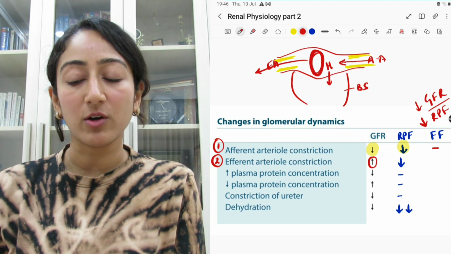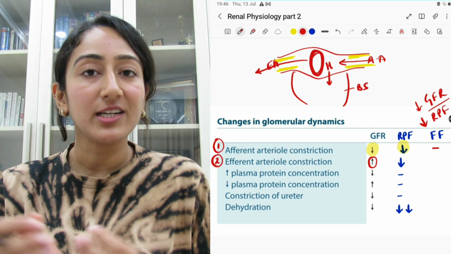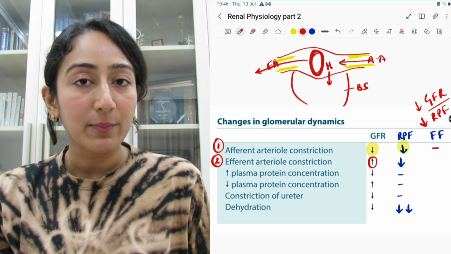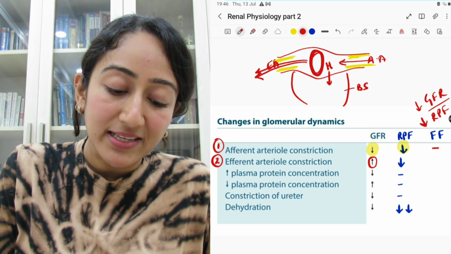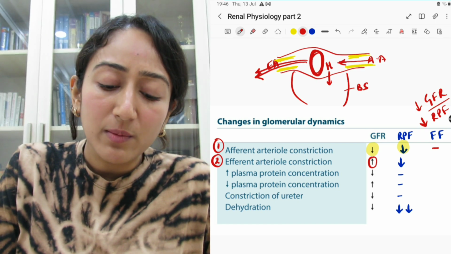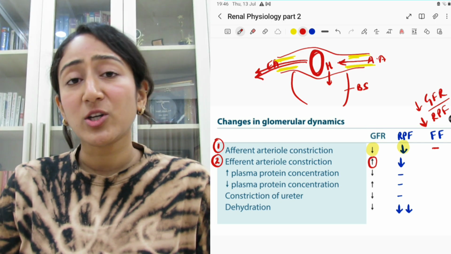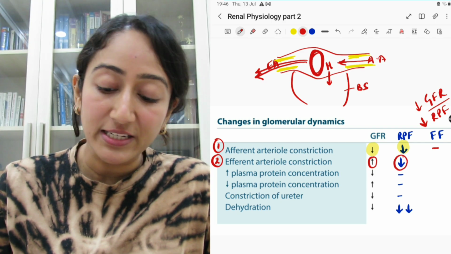But I think in order to avoid confusion, let us remember this instant change, which is that GFR will increase. What will happen to the renal plasma flow? Now, of course, because our renal plasma flow is not able to exit out as fast through the constricted efferent arteriole, there will be some back pressure changes, and because of that the renal plasma flow will decrease a little bit. So the RPF will decrease.